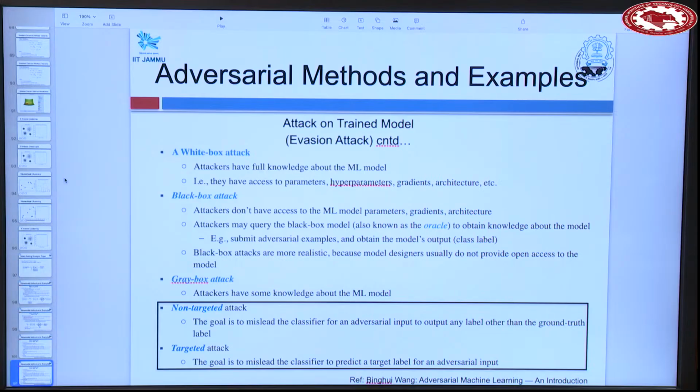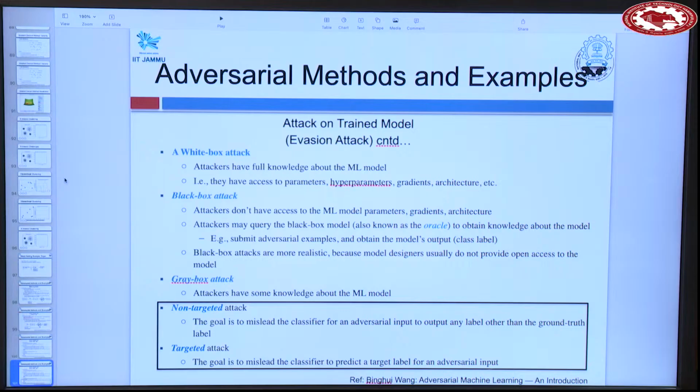You say that you have an image of a dog, right. As a human we can see that there is a dog in the image, but you have changed a few pixels, you have added certain noise in the image. So, a human is able to say this is a dog, but your model is saying cat. So, that is the problem here, the targeted attack problem.